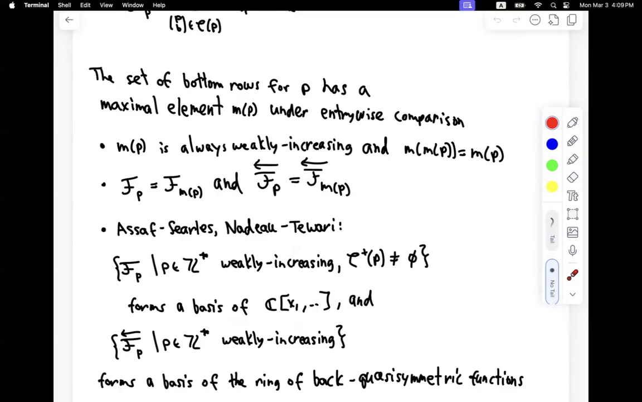And so Asaf and Searles in the ordinary case, Nadeau and Tewari in the backstable case showed that these sets of slides or backstable slides form bases of important rings. So in the case of ordinary slides, it's a basis of this polynomial ring in x1, x2, etc. And in the case of backstable slides, it's a basis of the ring of what are called back quasi-symmetric functions, which we'll say a little bit more about later.